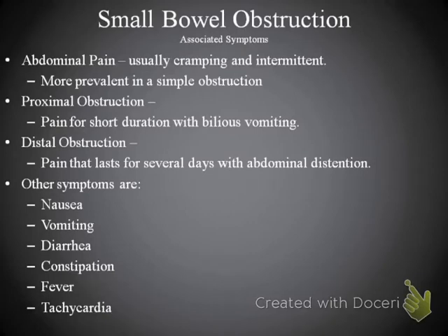So the symptoms of bowel obstruction, or small bowel obstruction in particular. Number one is abdominal pain, usually cramping and intermittent. It's more prevalent in a simple obstruction. And so it kind of comes and it kind of goes and kind of makes you think that you've got a stomach virus or something like that.